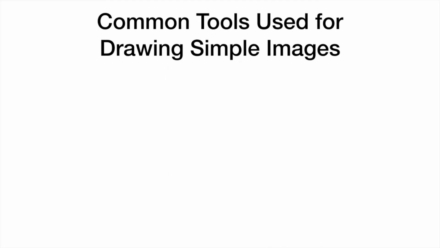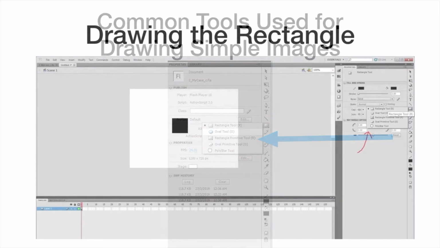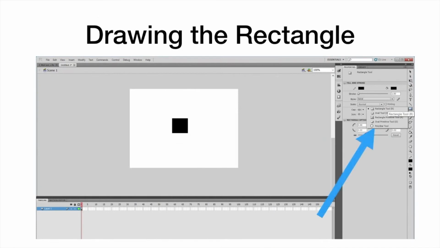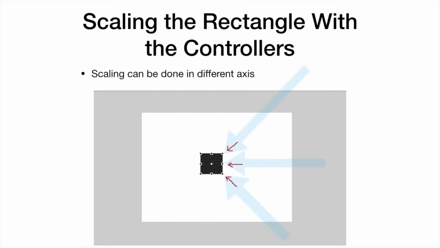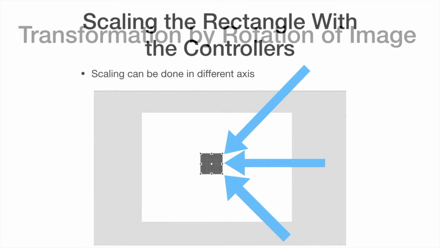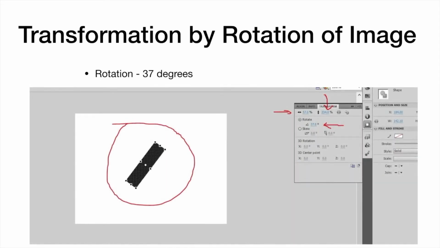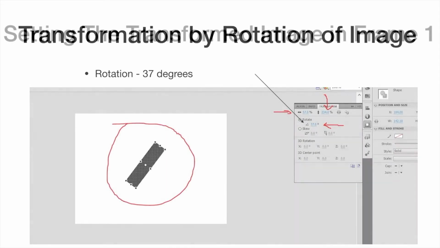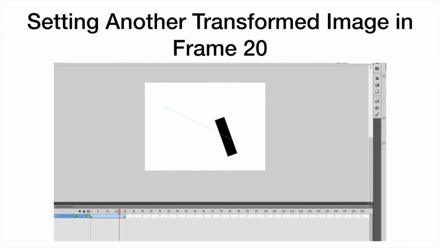The simple images like a circle, oval or a square can be drawn from the toolbox. A square can be drawn choosing the same from the toolbox. The scaling of the square can be done in various axes by scaling controllers. Transformation by means of rotation can be done. In frame 1, we place the 37-degree rotated rectangular image, and in frame 20, we place another rotated rectangle in a different degree.